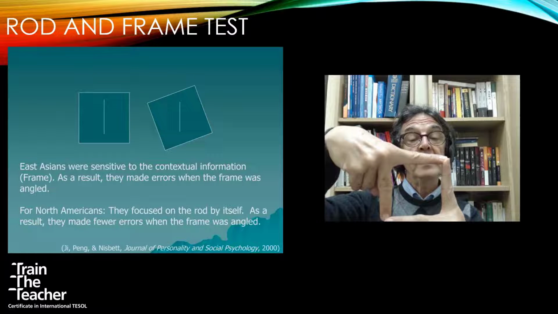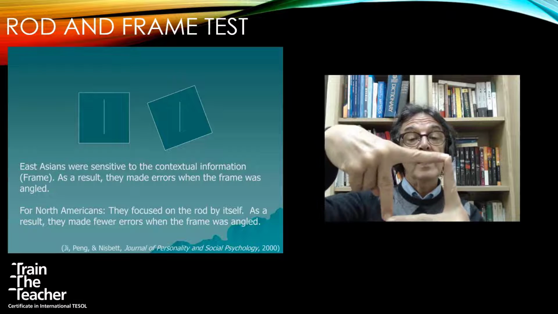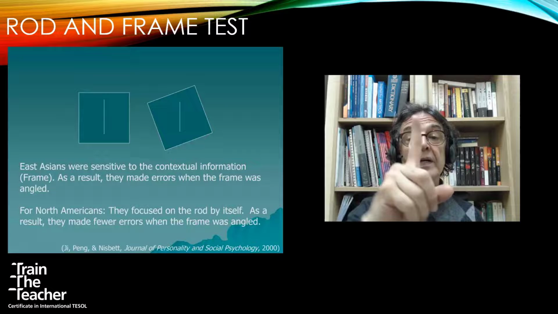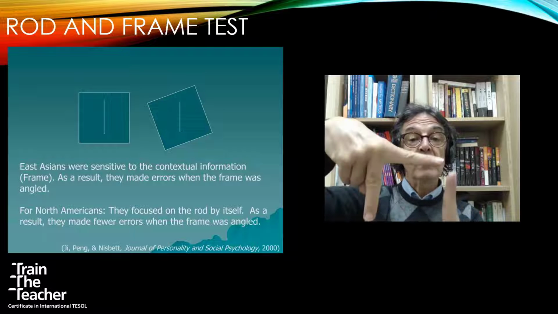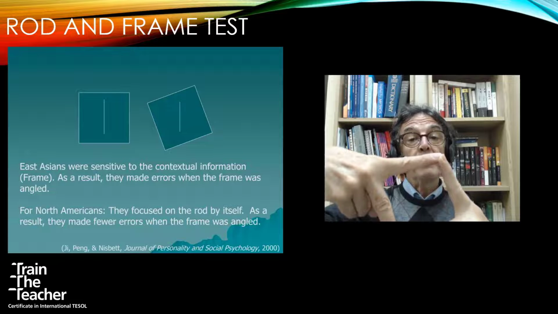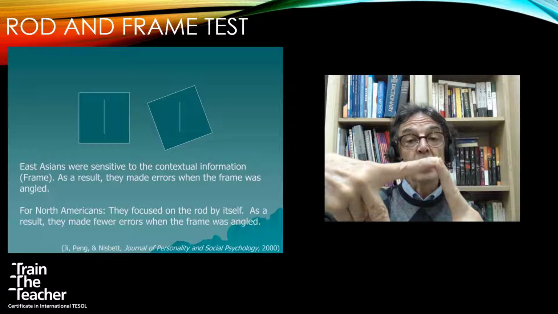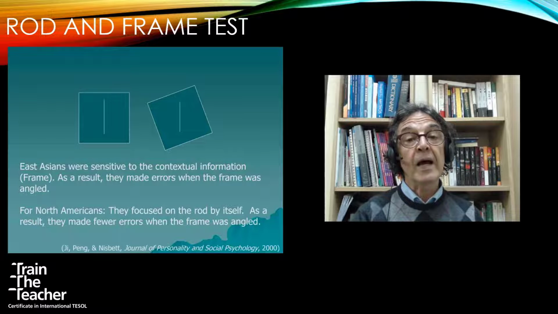The idea is that the frame will be moved like this or like that, and when you're looking at it, you need to decide: is the rod still straight up and down? Is it hanging straight down, or is it not? Is it off to one side? Now, in this experiment, when the frame was moved, Westerners, or Americans in this case, were good at deciding if the rod was still hanging straight down.